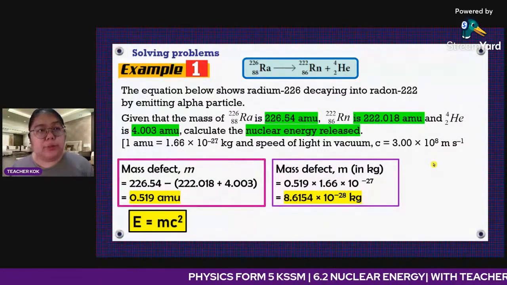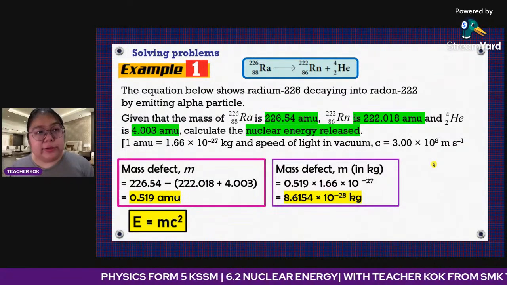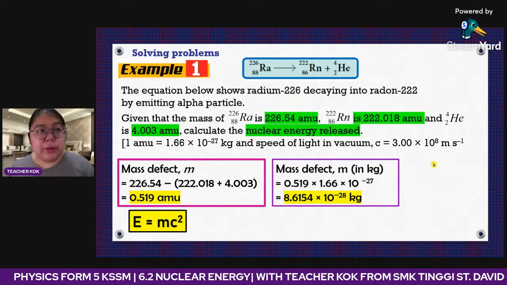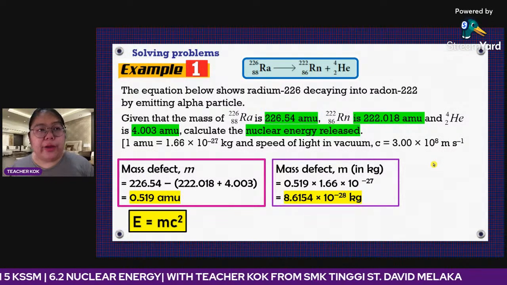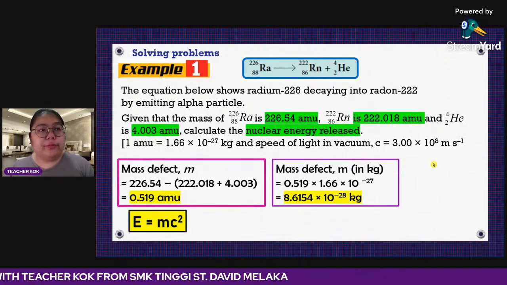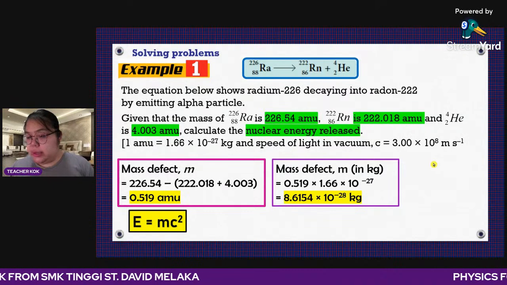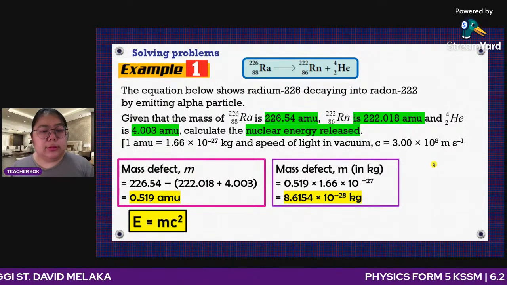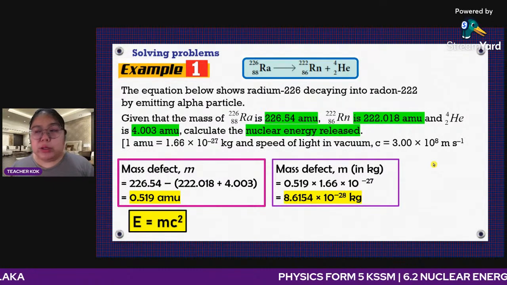Straightforward multiply, put a bracket. You must put the bracket first. Open the bracket, 3 times 10 power of 8, then close your bracket, then you square. Okay, any answer about the nuclear energy?